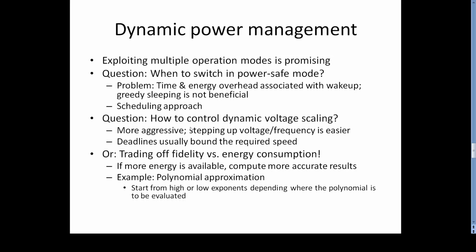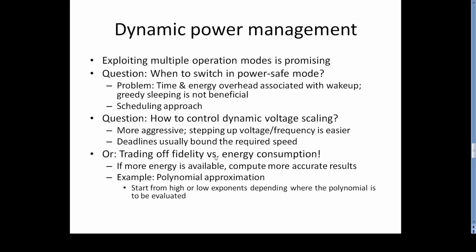So the question is how to control dynamic voltage scaling. We already know that we can aggressively perform functions or computation by stepping up the voltage or frequency to higher rates. We can perform the task at a faster rate. So if there is a deadline to meet, and a particular task has to be finished in a particular time, then we step up the voltage or the frequency so that we can meet the deadline.